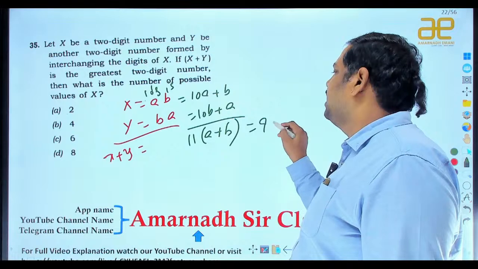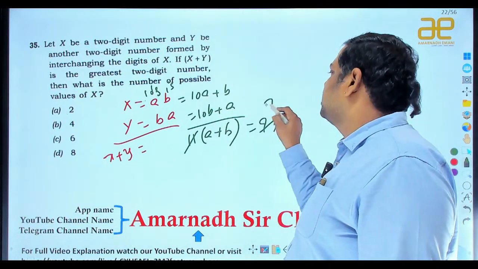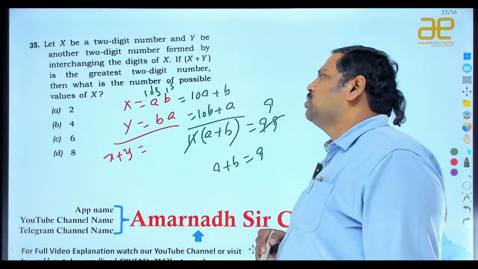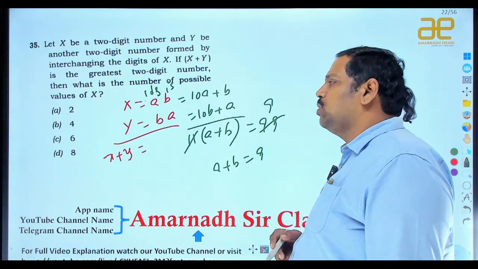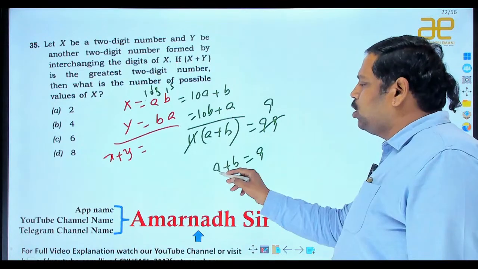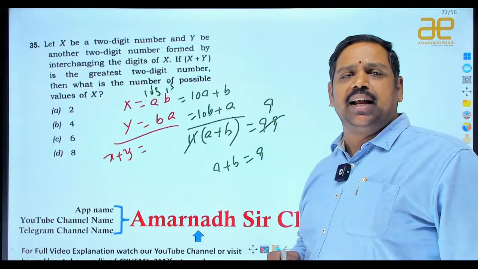Greatest 2-digit number is 99. So 11 times 9 means indirectly A plus B is equal to 9, he specified. So then what is the number of possible values of x he is asking? The possible values of x means how many possibilities are there such that A plus B will be 9.